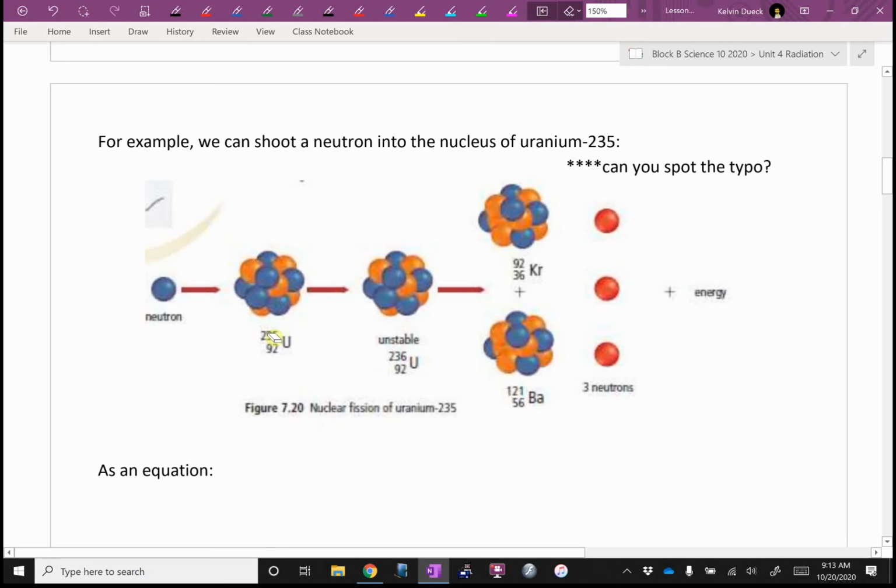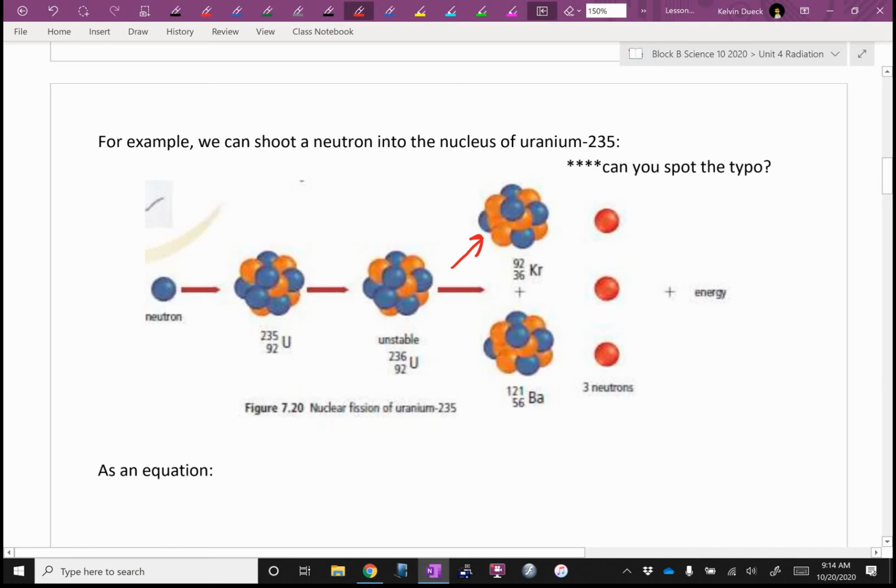So we start out with unstable uranium-235. We hit it with a neutron. That turns it into more unstable uranium-236, and it makes this nucleus unstable. It splits up into krypton, not the planet, but the element, 92, and barium-121.